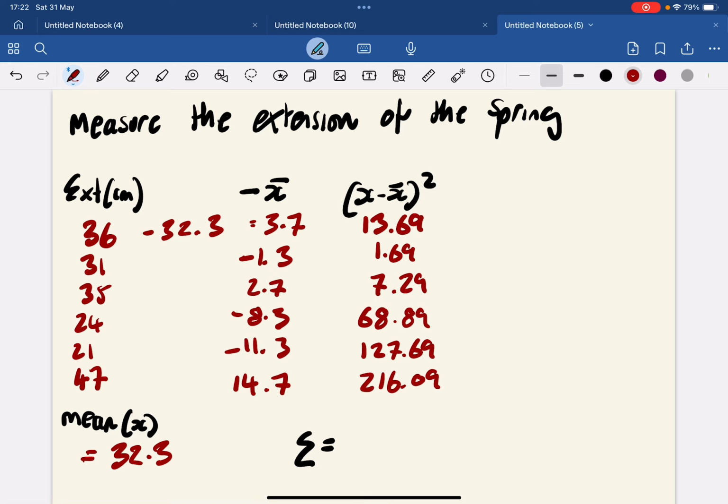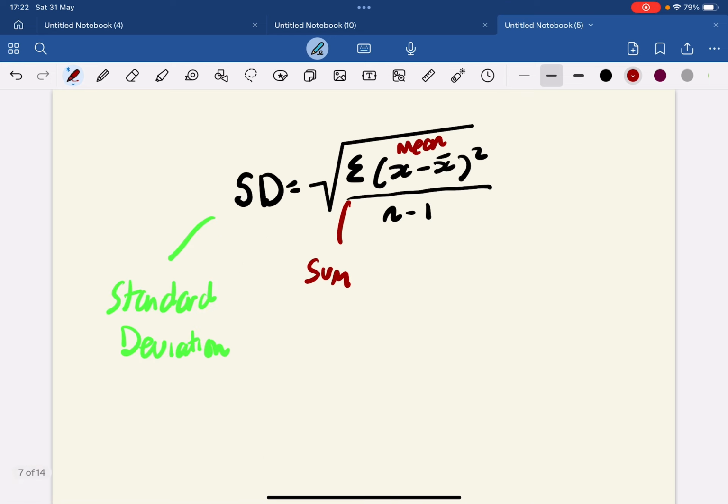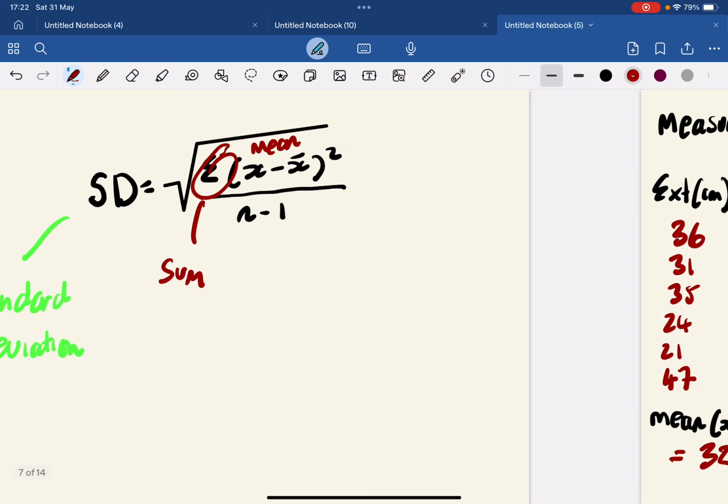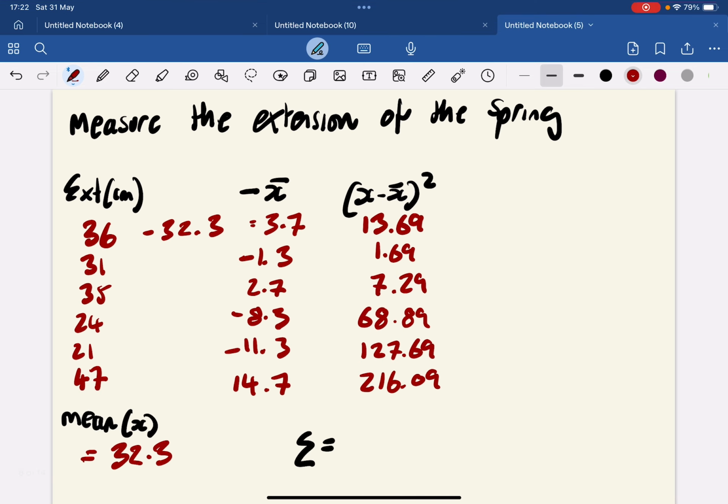As we've done that, the next step, remember, was the sum. So it's the sum of all these squared values: 13.69 plus 1.69 plus 7.29 plus 68.89 plus 127.69 plus 216.09. When we add those up, we should get 435.3. By all means, please double check my calculations, and if they're wrong, please leave a comment. We're all prone to mistakes.